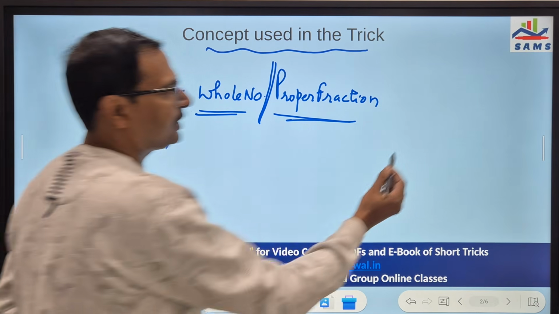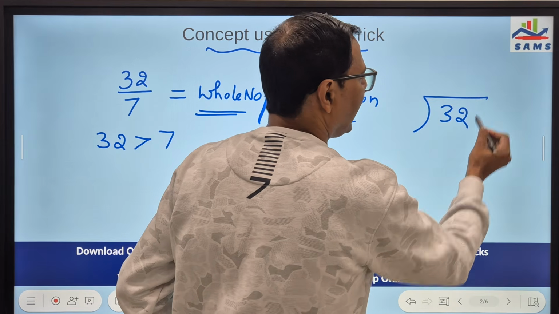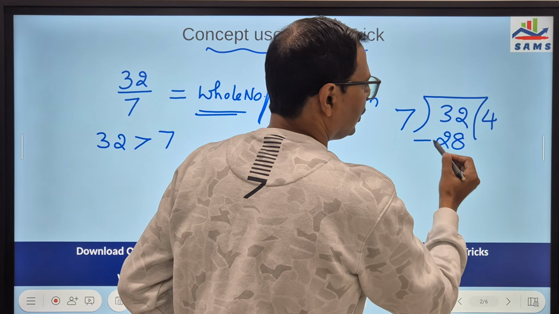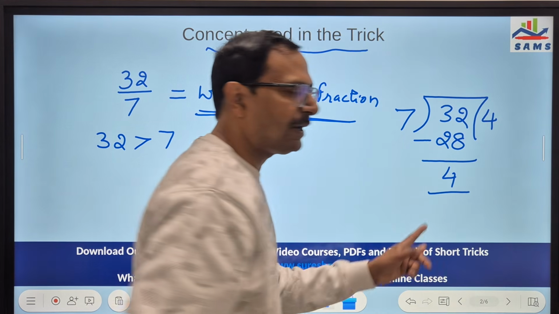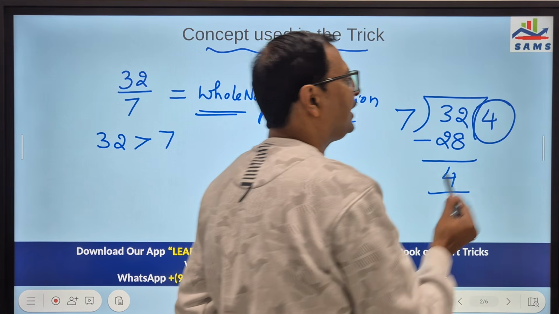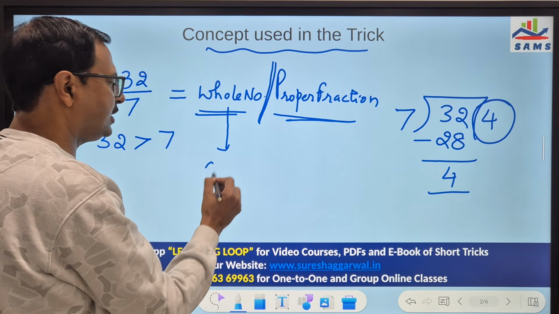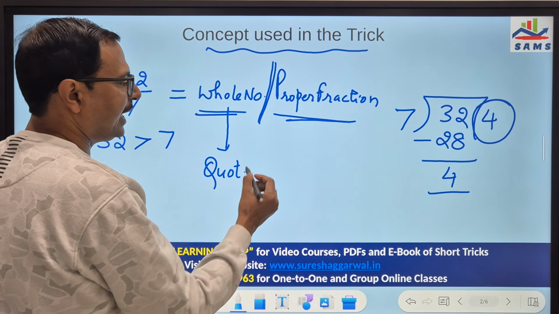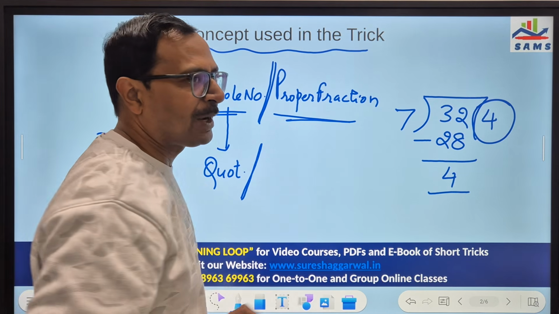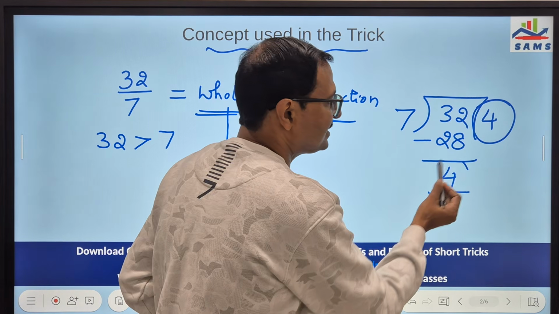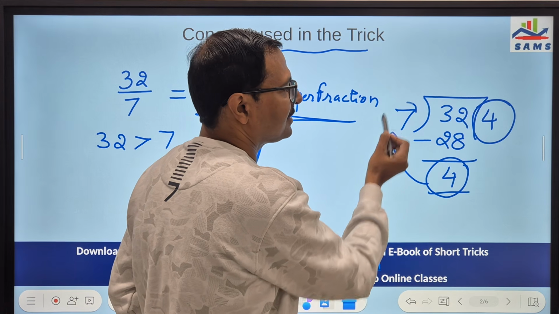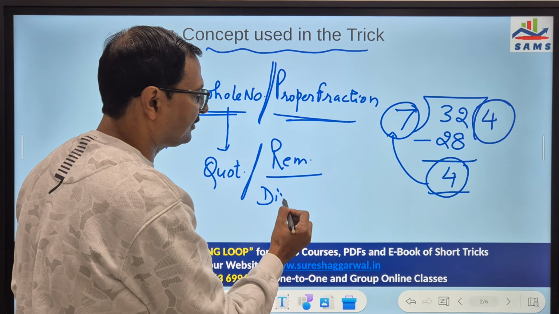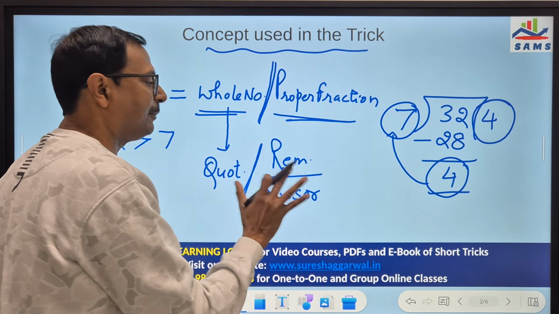Now, what is the whole number part? Once you divide 32 by 7, you will have a quotient, right? 7 4s are 28. So you have 4 as the remainder. So whatever quotient we get, this whole number is actually the quotient when you divide the numerator by denominator. And what is the proper fraction? Proper fraction is this remainder upon the divisor. So if you do remainder upon divisor, you will have the proper fractional part of the mixed number.